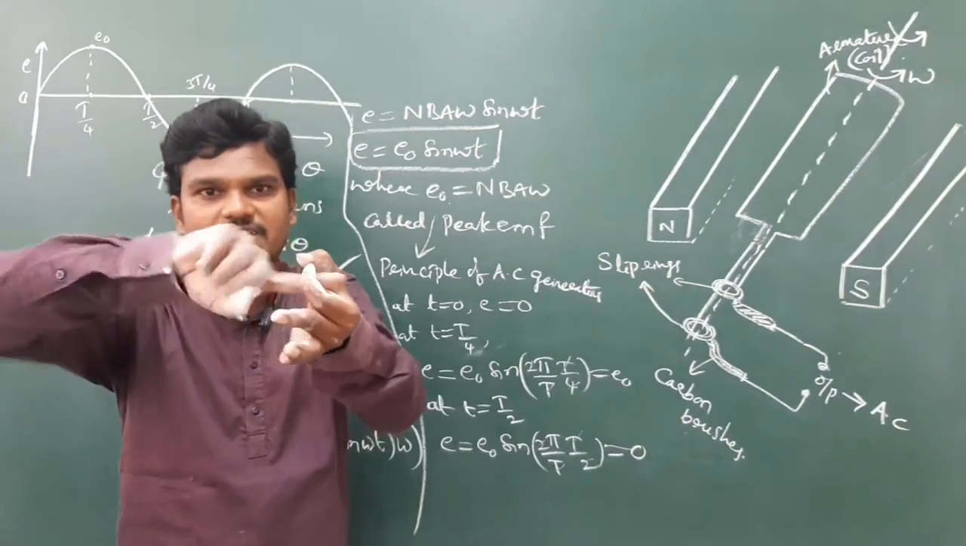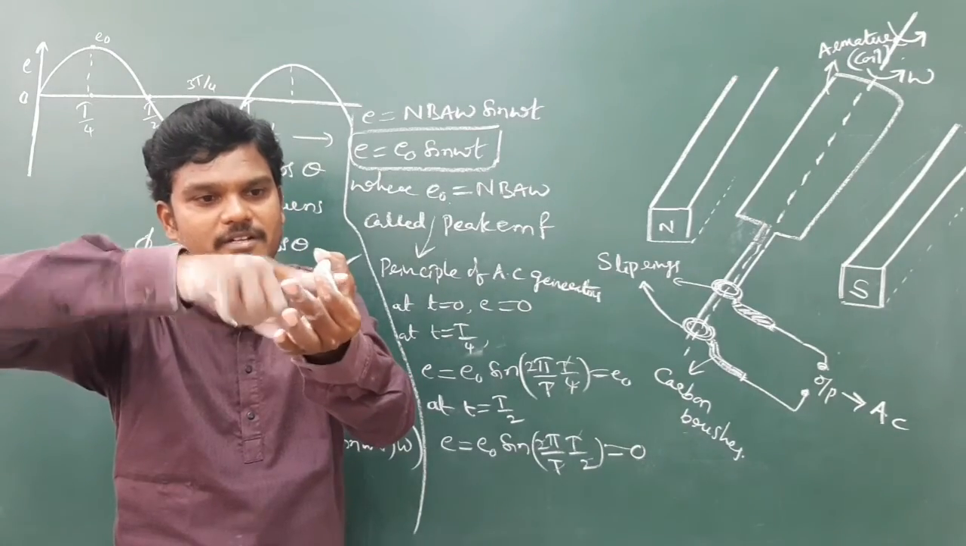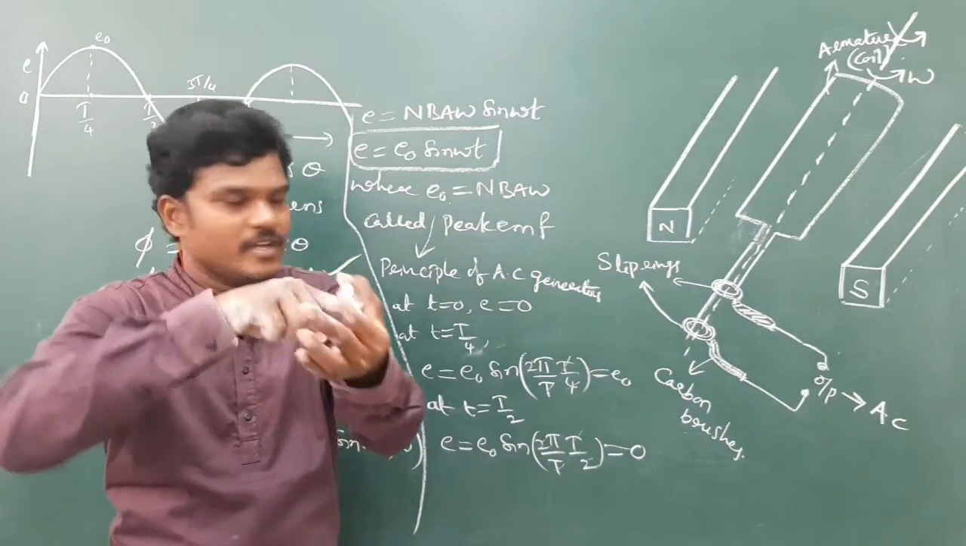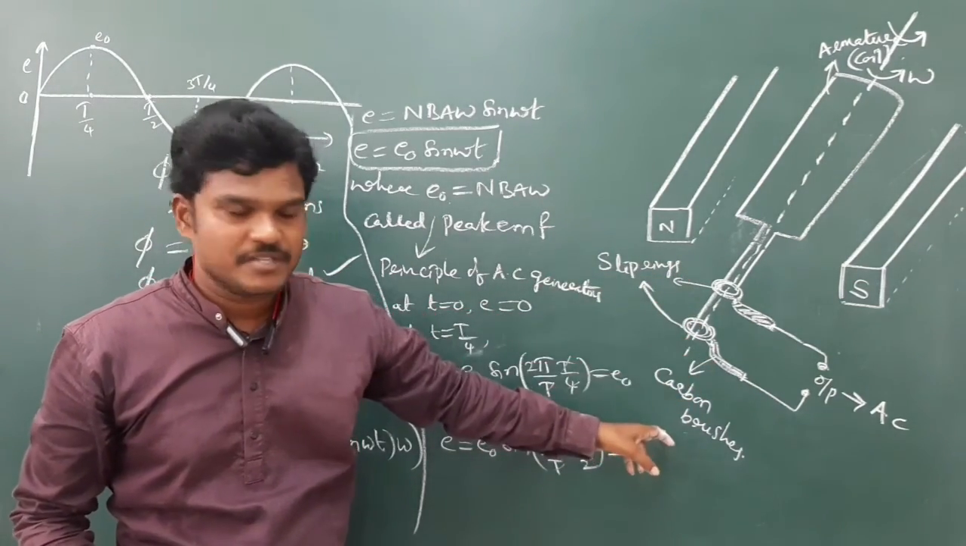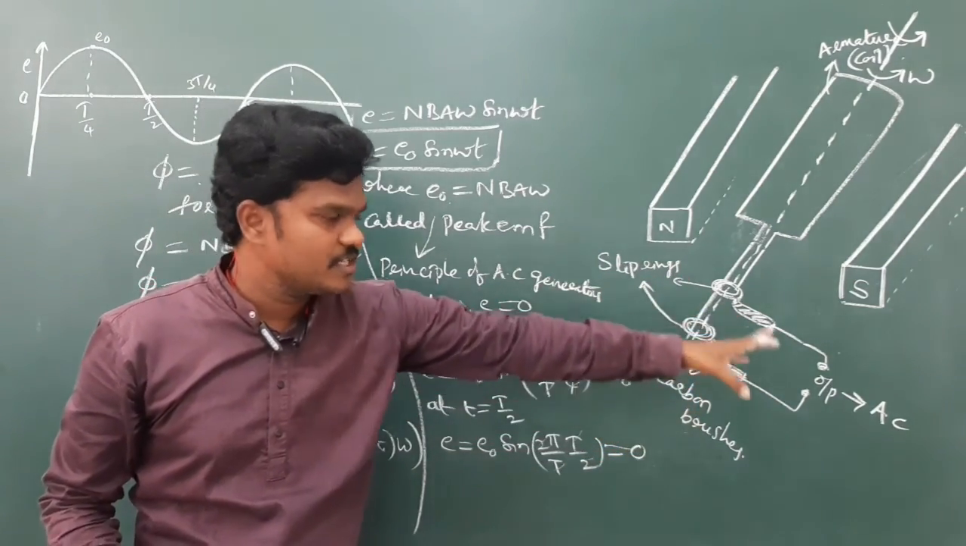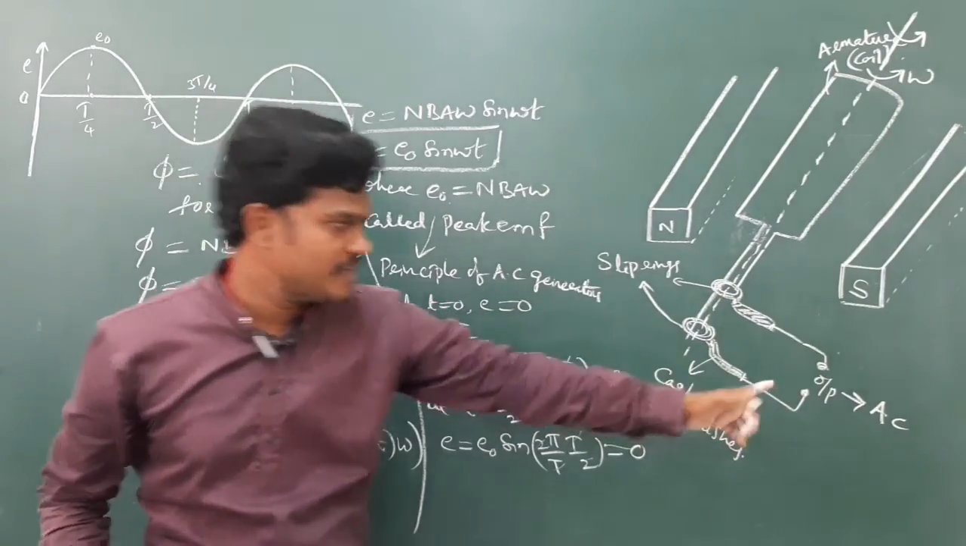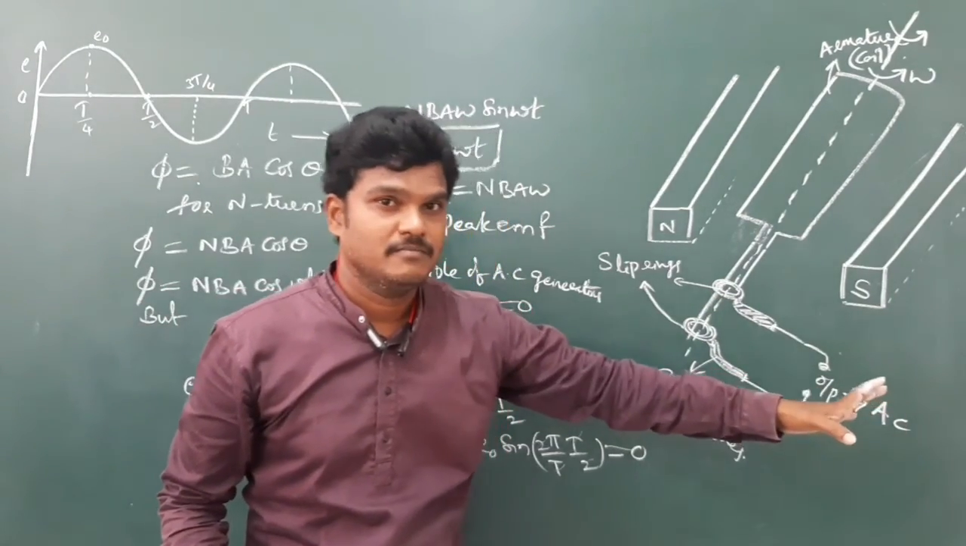Okay, the coil rotates like this, so there will be a contact in the slip rings. These two slip rings are connected to the carbon brushes. These carbon brushes are connected to some output terminals. Here we are going to get output.